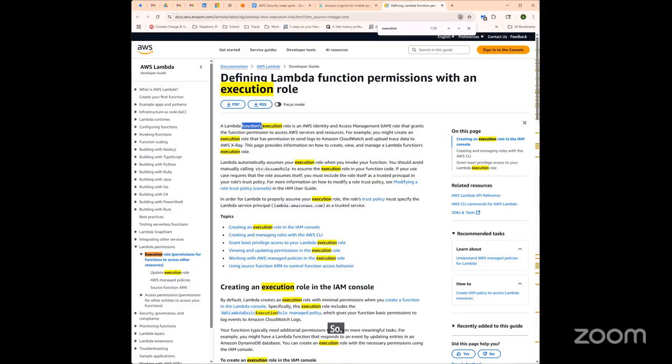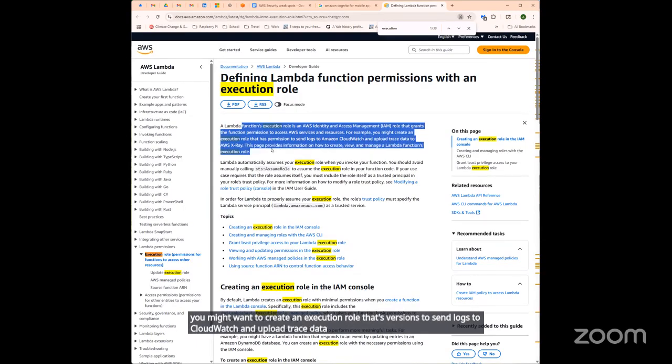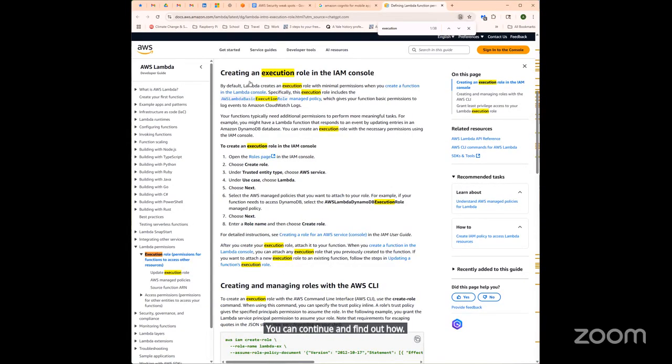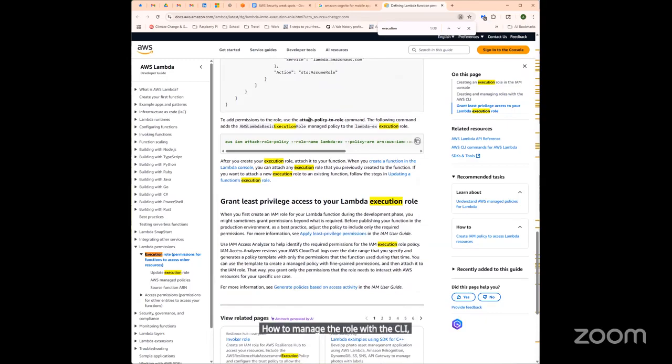So a Lambda function's execution role is an identity role that grants a function permission to access AWS services and resources. Boom. You might want to create an execution role with permissions to send logs to CloudWatch and upload trace data to X-Ray. You can continue and find out how to create and manage the role with the CLI, and how to grant least privilege.